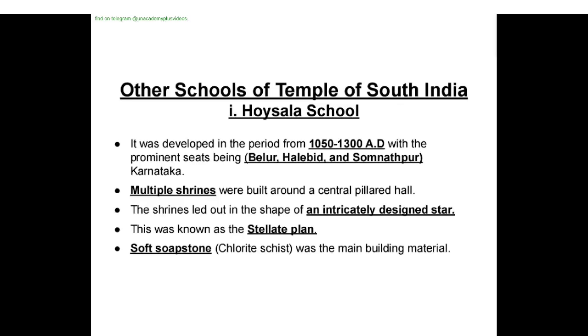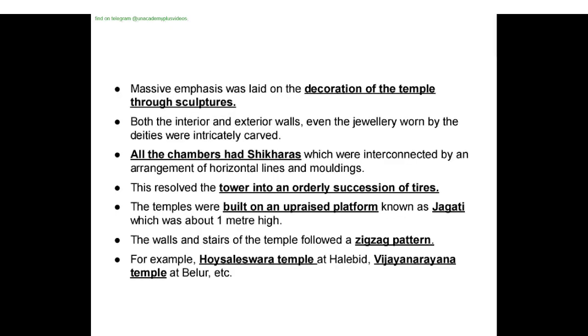Other schools of temples of South India. Hoysala school. It was developed in the period from 1050 to 1300 AD with the prominent seats being Belur, Halebid and Somnathpur in Karnataka. Multiple shrines were built around a central pillared hall. The shrines were laid out in the shape of an intricately designed star. This was known as stellate plan. Soft stone chlorite schist was the main building material.